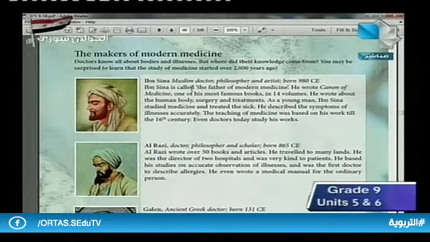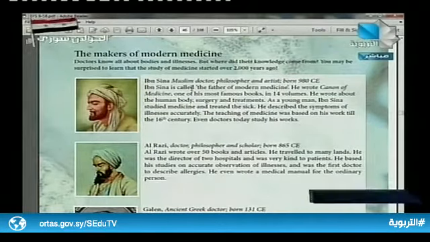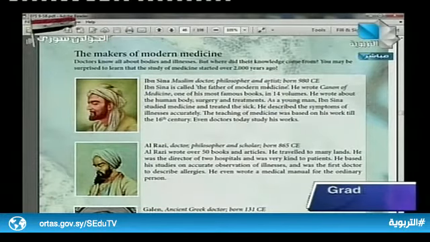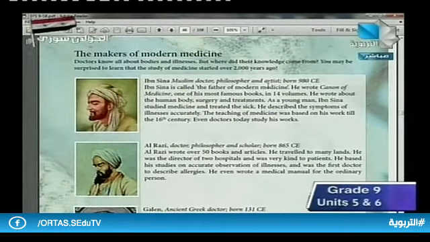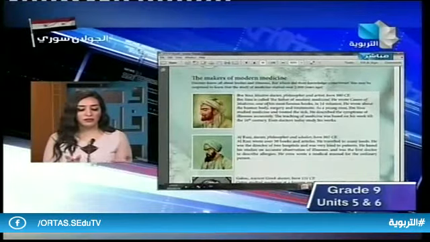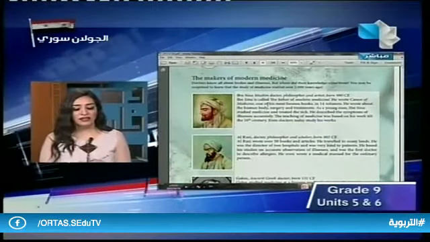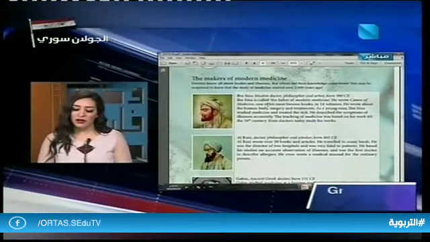Ibn Sina is a Muslim doctor, philosopher, and scientist. He was born in 980 CE in Afshana, now called Uzbekistan. He is considered to be the father of modern medicine.